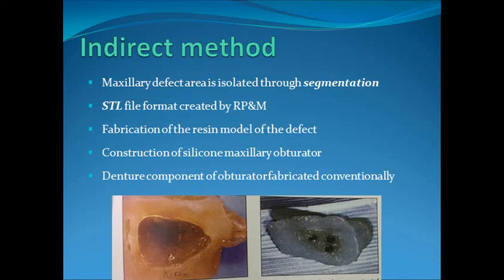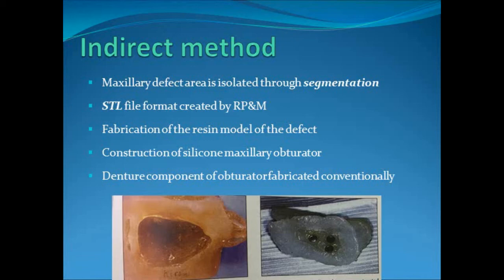The first picture shows the acrylic resin model, and the next one is the obturator in silicon. So that is a silicon obturator in the second picture. Once this is created, the silicon obturator is placed in the maxillary defect, and then an impression of the obturator in situ is recorded. Once this is recorded, the construction of the denture component of the prosthesis can proceed in a conventional manner. So this is the indirect method.